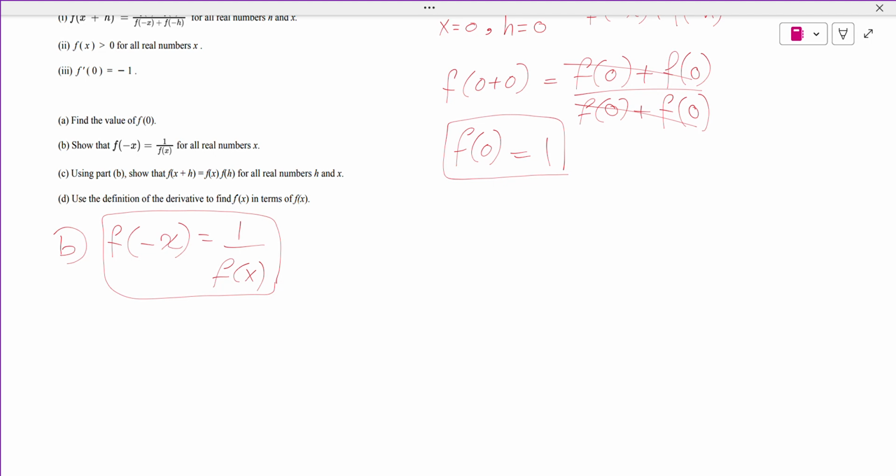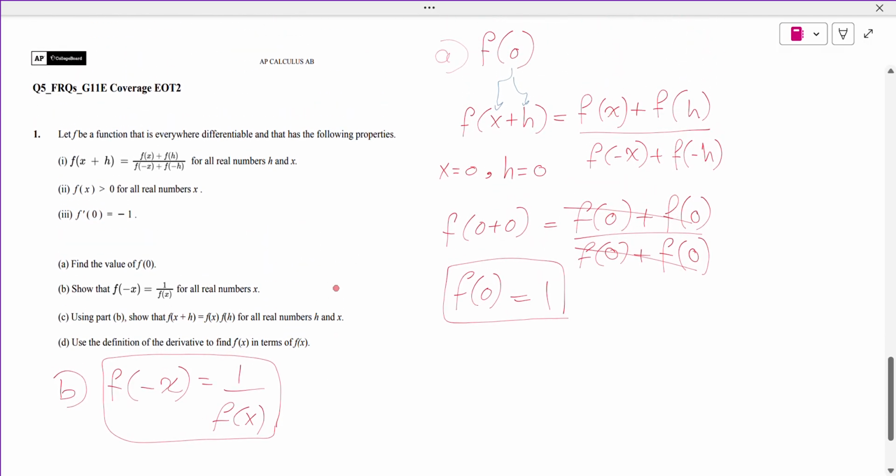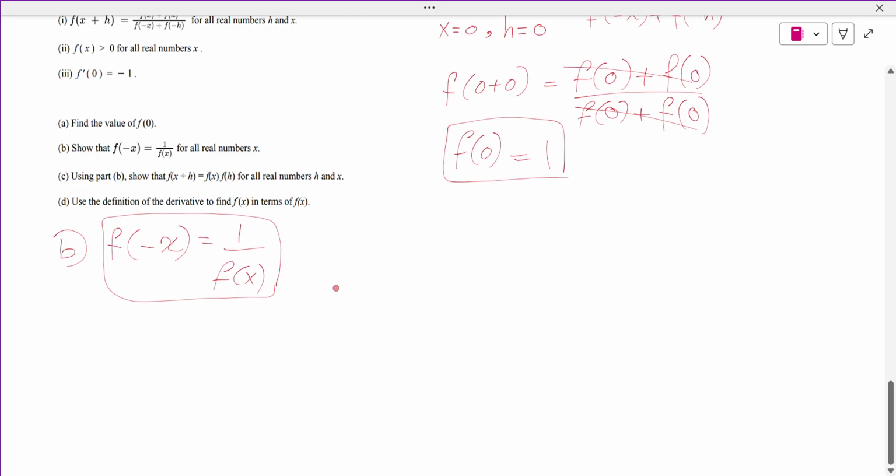Now, going back to the same function, we need to get rid of h by letting h equals 0. So let h equals 0 for part B. What happens if we let h equals 0? We will go back to the given function, which is f of x plus h. It becomes f of x plus 0 equals f of x plus f of 0 all over f of minus x plus f of 0, right?